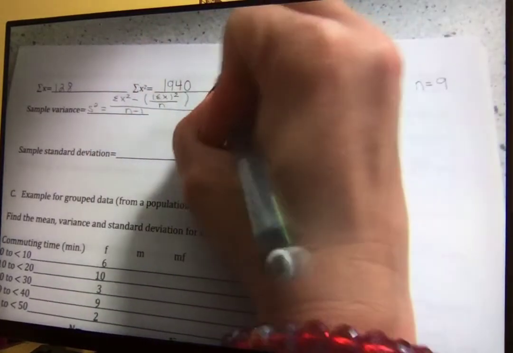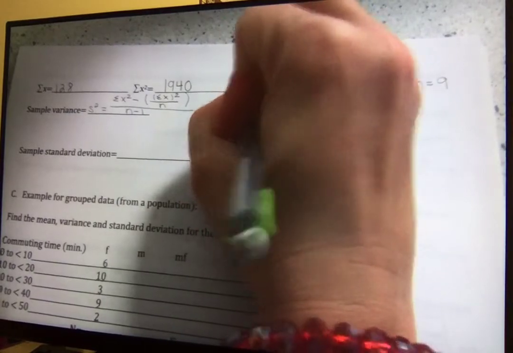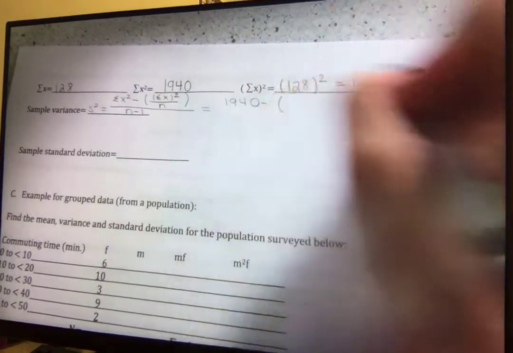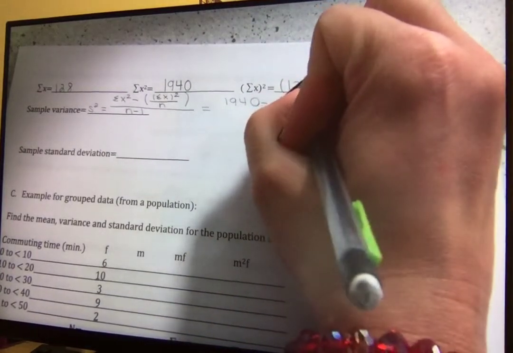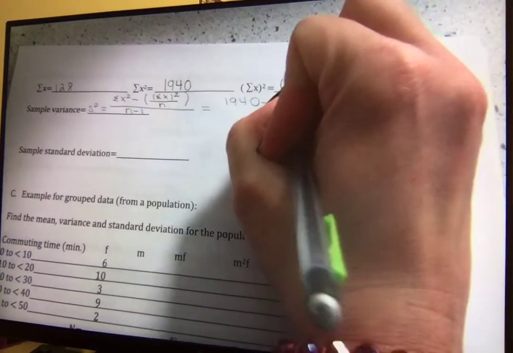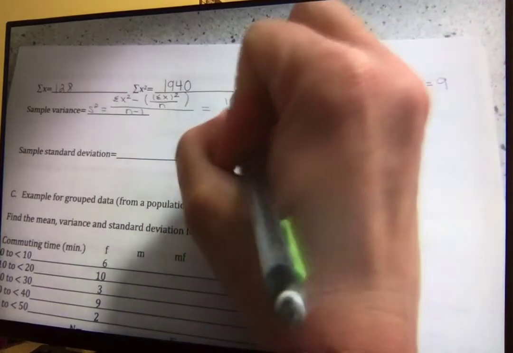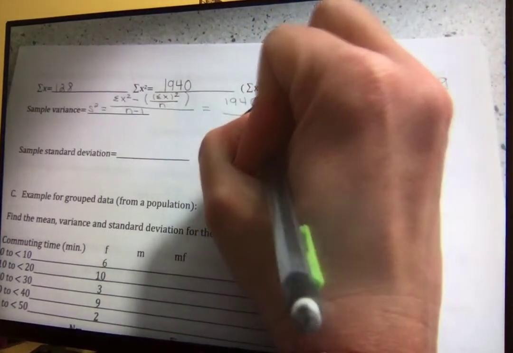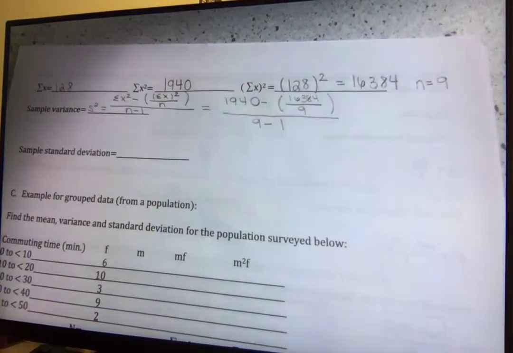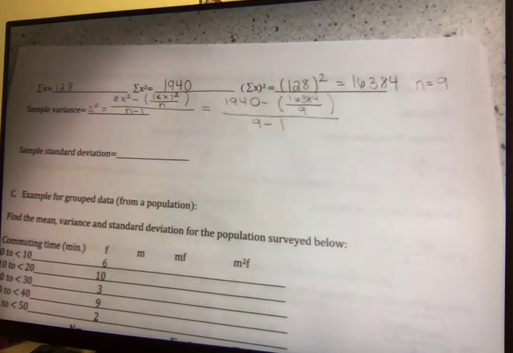So the sum of x squared we said was 1940, minus, in parentheses, the sum of x squared, which was 16,384, all over n, which was 9, all over n minus 1, which is 9 minus 1. Now, it still doesn't look that pretty, but it doesn't look as scary.